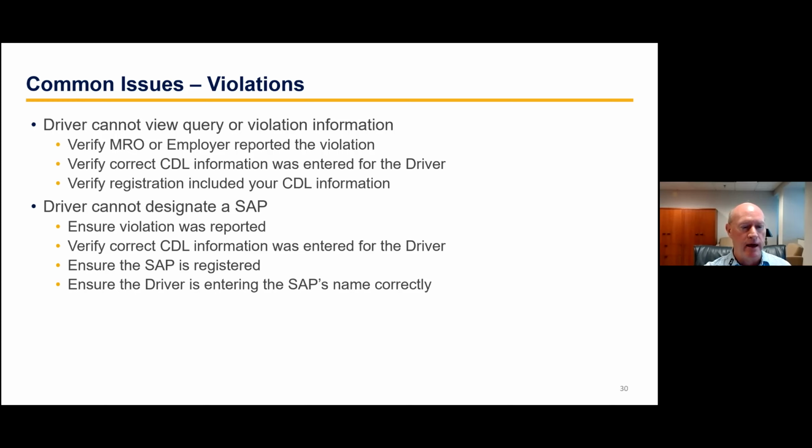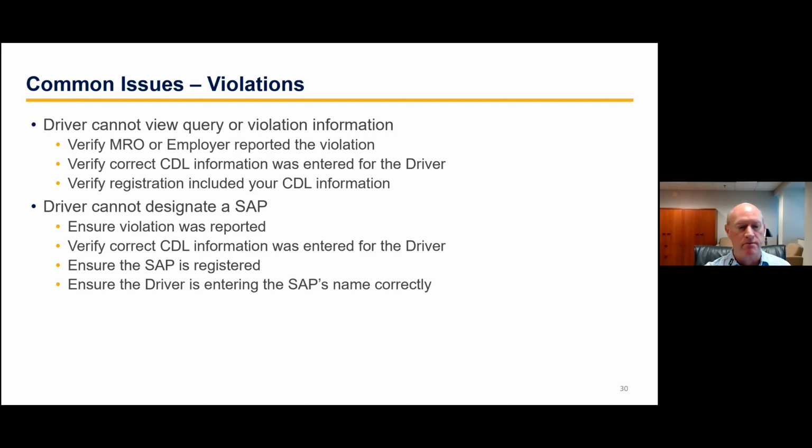And then if they can't, designate a SAP, because remember, a driver, once they test positive for drugs or alcohol, they have to designate a SAP. Got to make sure the violation is reported. No SAP is needed if there's not a violation. And then again, they got to verify that the correct CDL information was entered for the driver.